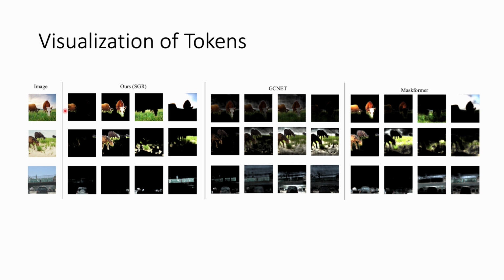For example, in the first image, we can see the first token is able to disambiguate the left cow from the right. In the second image, the rightmost horse, and in the third image, it can distinguish different instances of the car. However, compared to that, the tokens of GCNet and MaskFormer are not able to disambiguate different instances, and they are less semantically meaningful and diverse.